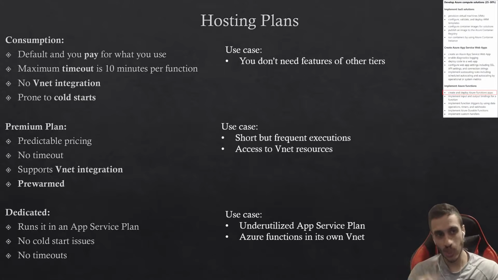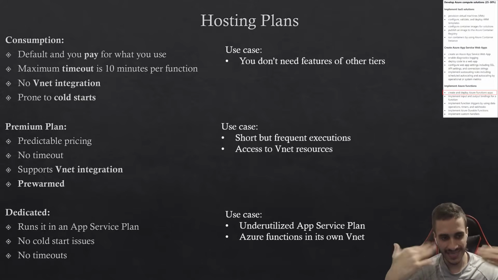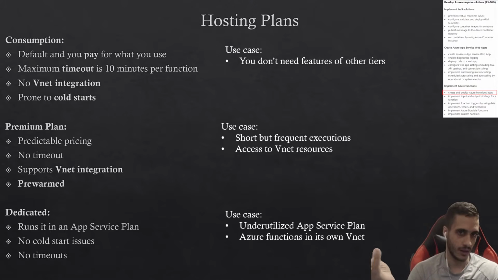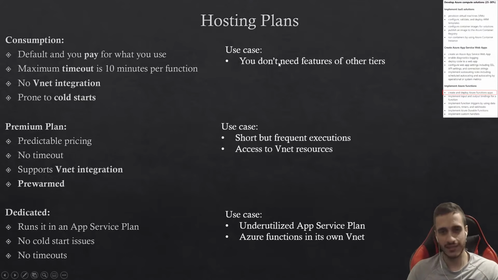So because you only pay for what you use, the Azure Function app itself can scale down to 0 when there's no usage. And because it scales down to 0, once it's used again, it takes some time to spin up and provision the resources to accept the requests. Okay, so if your functions are super sensitive and you don't want them to be prone to cold starts and you want them to be executed immediately, you would have to look into other plans. So here the use case is you don't need the features of other tiers. That's basically it. So you want to pay for what you use and you don't want the features of other tiers, which I will touch on now.